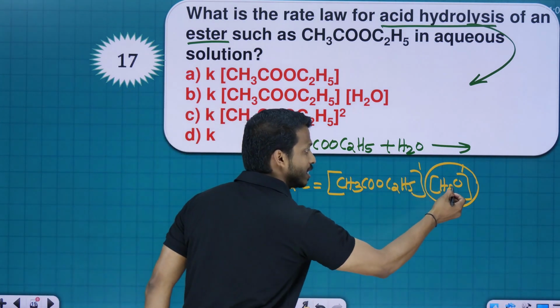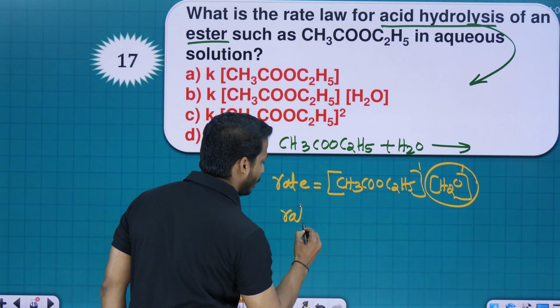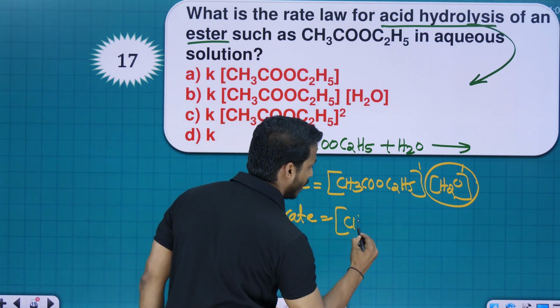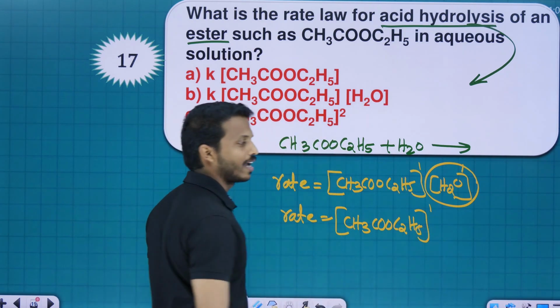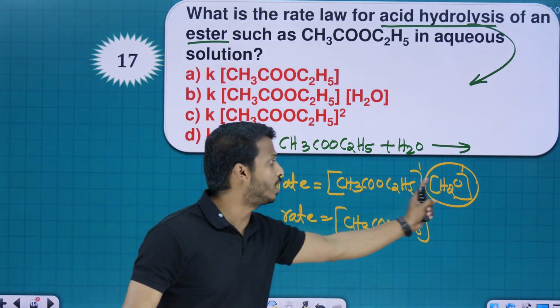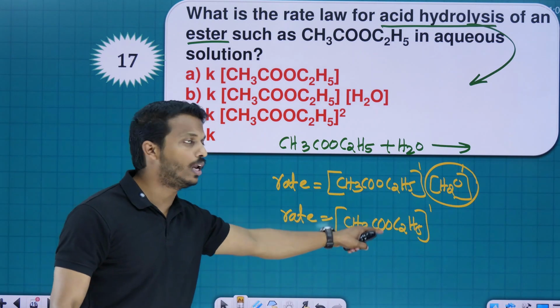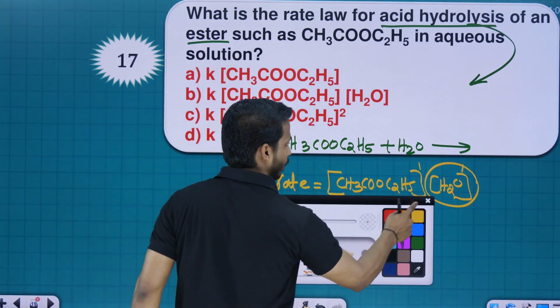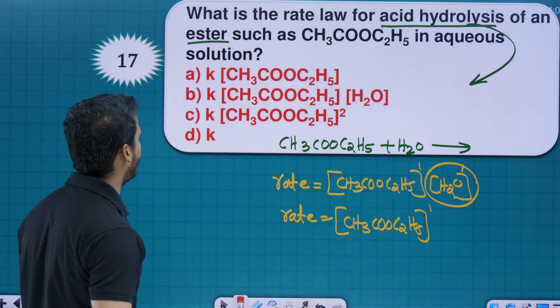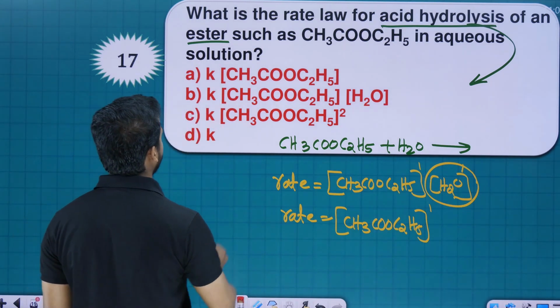So H2O is in excess amount, so cut it. So the rate depends only on whose concentration? The ester concentration. Therefore it follows first order kinetics. A reaction which appears to follow higher order but actually follows first order, what is that called? Pseudo first order reaction. So the ester rate only depends on the ester concentration.